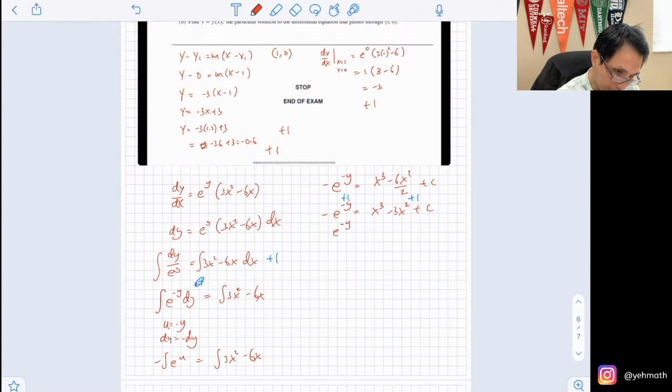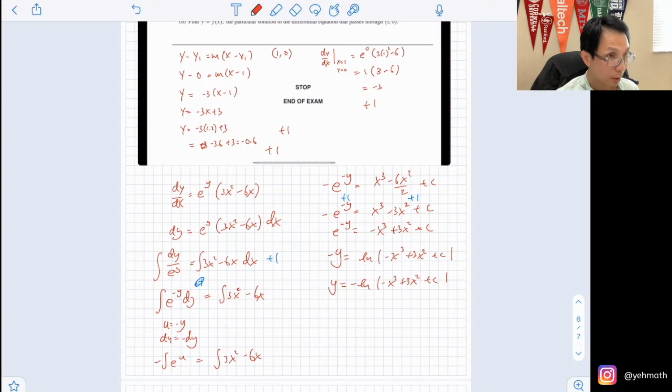If you solve for it, negative x cubed plus 3x squared plus c, I change it all the time. I do natural log on both sides. So negative y equal to natural log of negative x cubed plus 3x squared plus c. And I got y equal to negative natural log of negative x cubed plus 3x squared plus c. And this changed to negative. Are we okay here? That should give you another point.